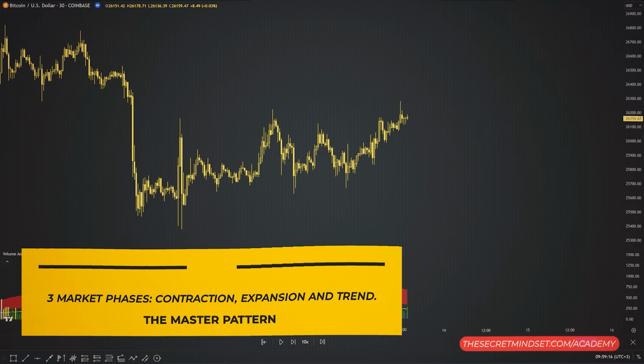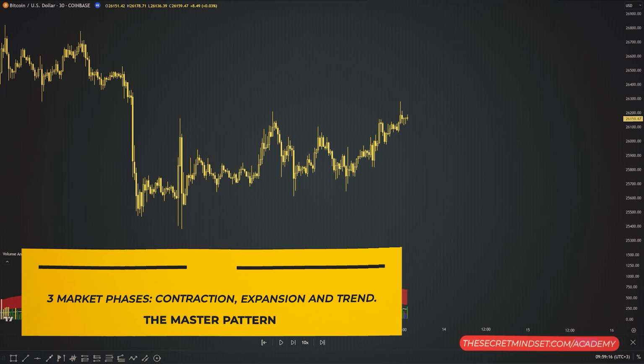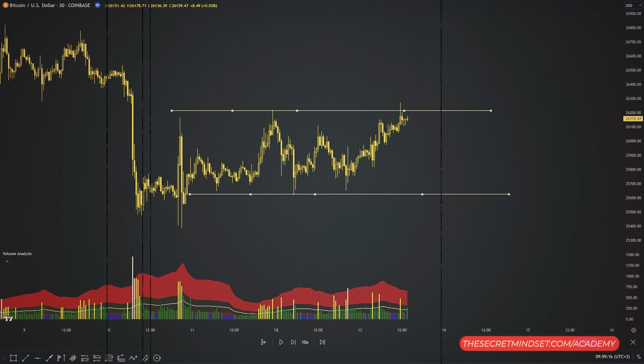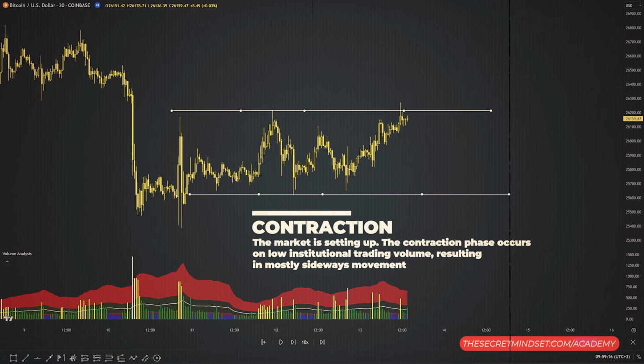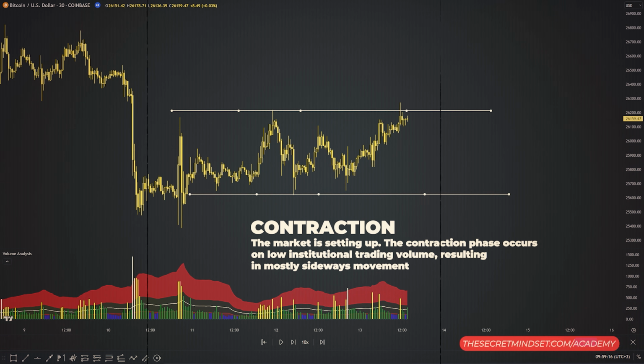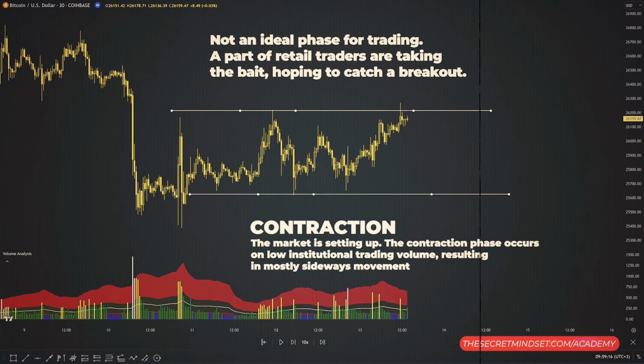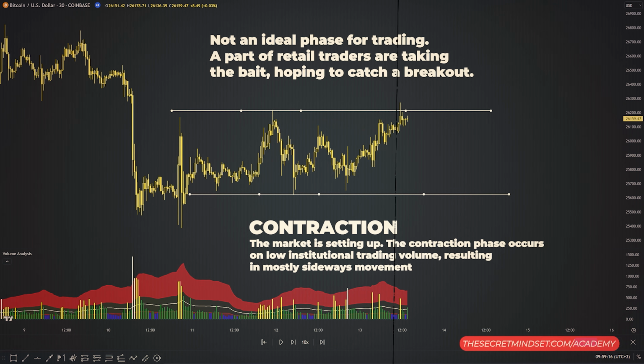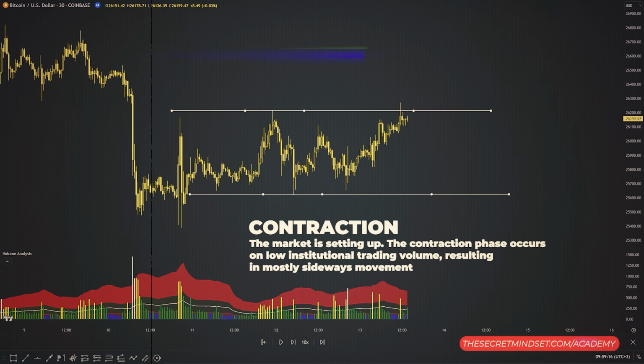If you analyze this pattern, you'll observe it contains three market phases: contraction, expansion, and trend. Firstly, we have the contraction phase. This is when the market is setting up. The contraction phase occurs on low institutional trading volume, resulting in mostly sideways movement. It's not an ideal phase for trading, but a part of retail traders are taking the bait, hoping to catch a breakout. You'll often see this phase during the Tokyo session.